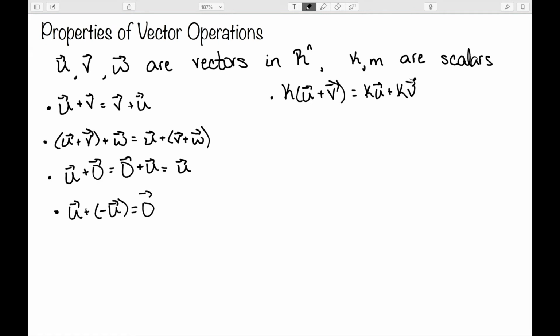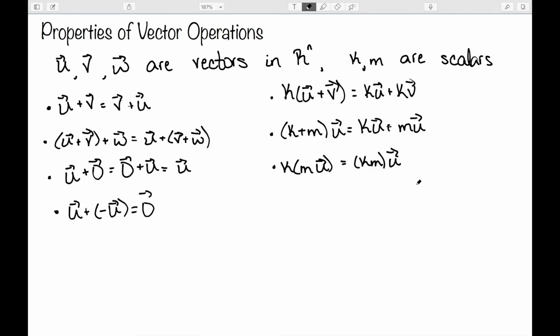We then have our first distributive property. k times (u plus v) is equal to ku plus kv. I can distribute a scalar over vector addition. My second distributive property, (k plus m) times u is equal to ku plus mu. I can distribute a vector over scalar addition.